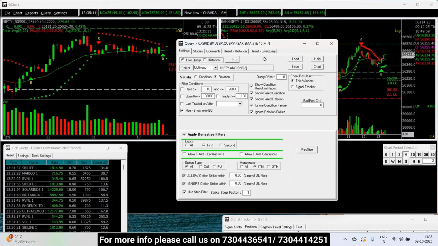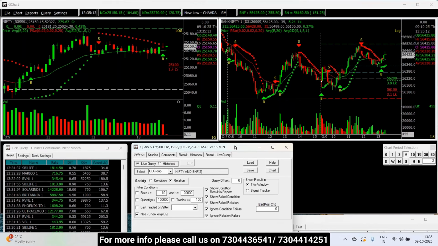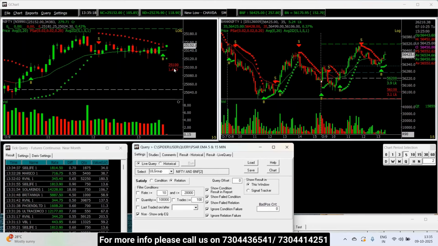Everyone is looking for the algo, right? Algo is an automated trading platform, where these buy and sell signals will be executed automatically. You will connect through your API bridge to the software, and it will take trades on its own.